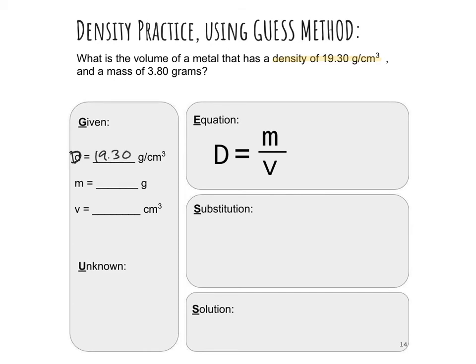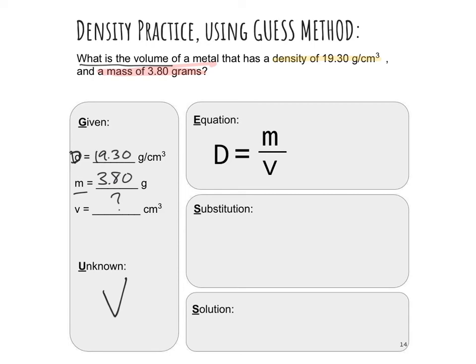19.30 grams per centimeter cubed. And if we keep reading, we'll find a mass of 3.80 grams. So that'll go down here under mass, 3.80. And the thing that we're looking for, that the question asked, is what is the volume? So V goes down there for unknown. That's the volume. Now, over on equation, we've still got the same thing, D equals M over V.